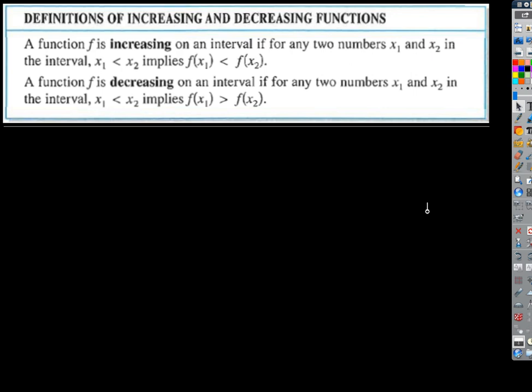If any two numbers, x sub 1 and x sub 2, in the interval where x sub 1 is less than x sub 2, imply that f of x sub 1 is less than f of x sub 2, the y values would have to increase, right? And then vice versa for decreasing. Okay, what about when we want to calculusify this?